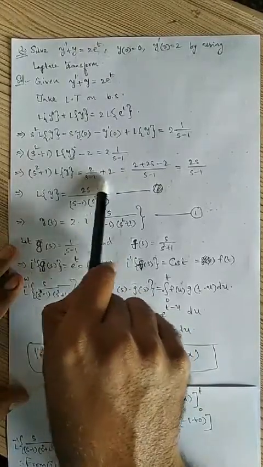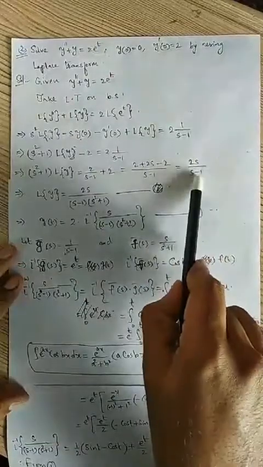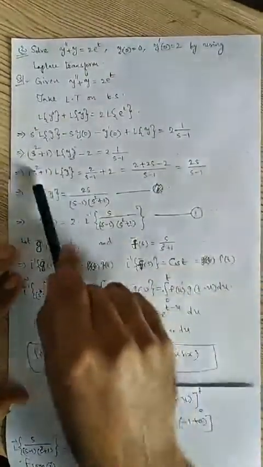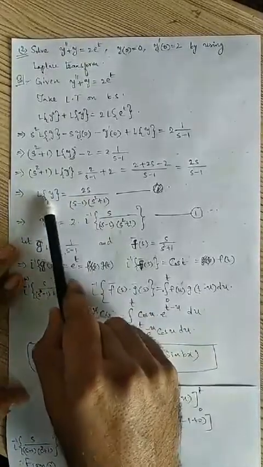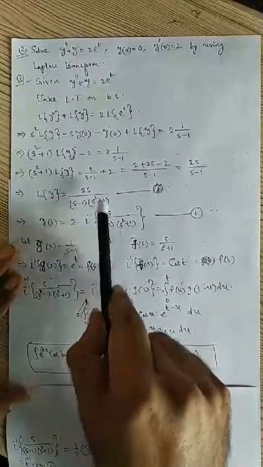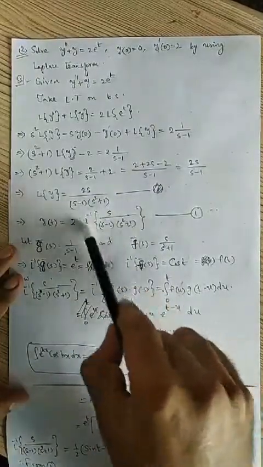Right? Then you take the LCM, you will get 2s by s minus 1. Then 2s by s minus 1, you bring this s square plus 1 to this side. Then s minus 1 into s square plus 1. Then we want y, so y equals 2 into Laplace inverse of this. We have to evaluate this value of Laplace inverse.